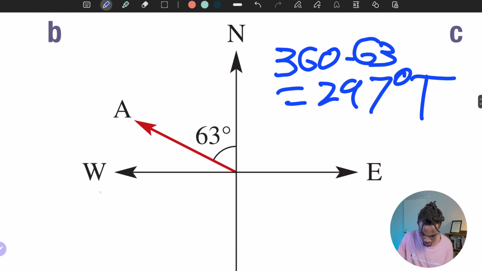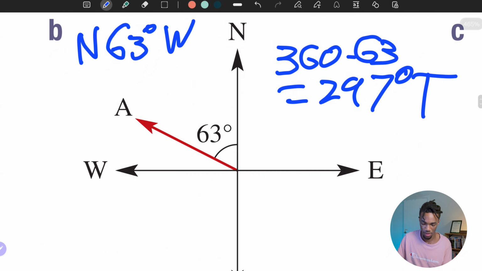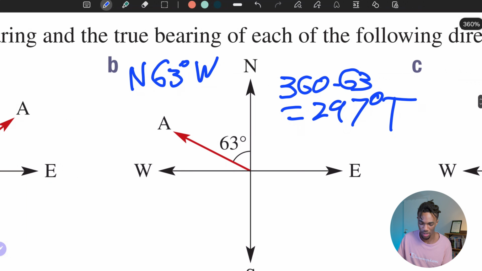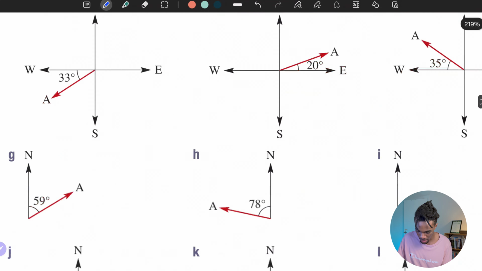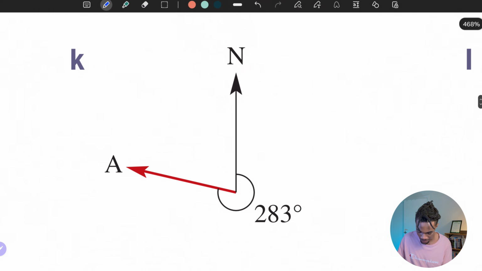So 297 degrees T, and then the compass bearing of this is going to be in the northwest quadrant, so it's going to be northwest something. How far away from north is it? It's 63 degrees away from north, so 63 degrees west. North 63 degrees west. Let's go to another question. Let's go to this one here.